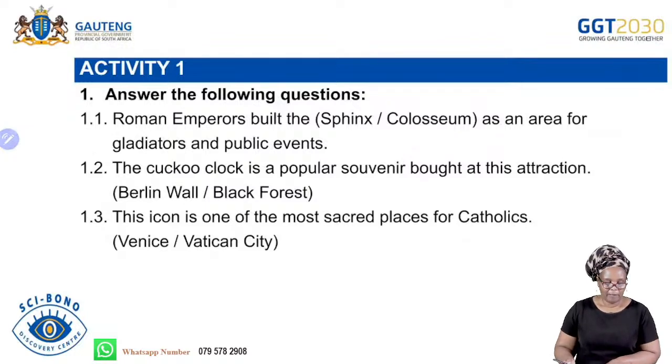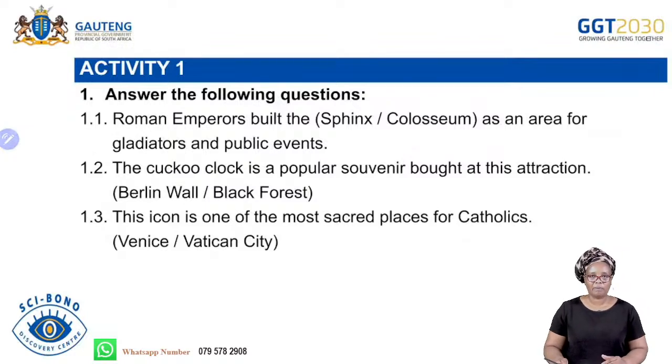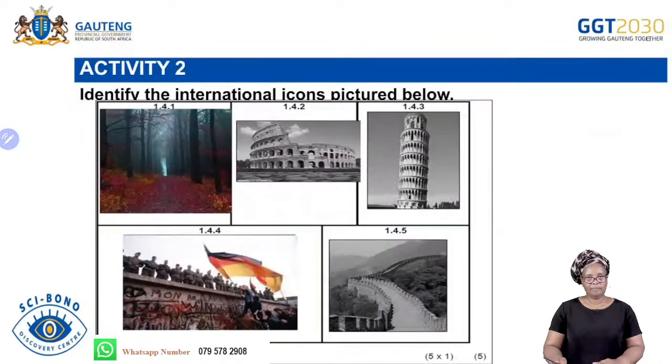Number 1.3. This icon is one of the most sacred places for Catholics, the Venice or Vatican City. Obviously, it's Vatican City. It's the home for the Catholics, the Roman Catholics. Remember, I talked about that. It's whereby the Pope stays.